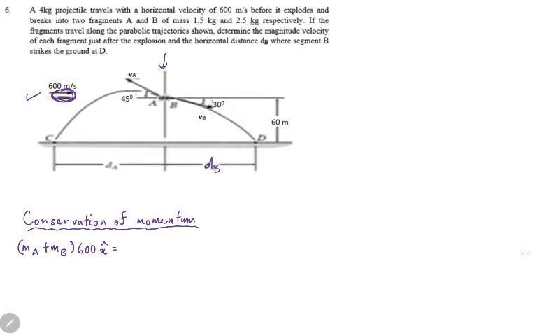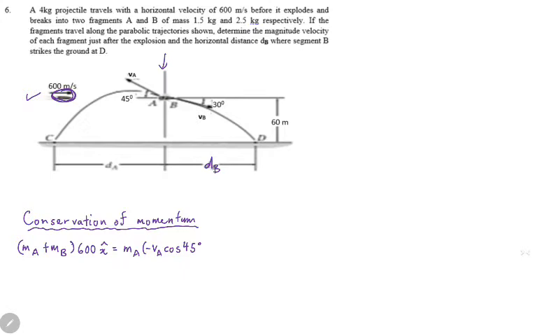Okay, once it gets to that point in the middle, you can see that it then breaks up. So you need to consider the momentum of the fragments, and do remember that momentum is a vector. In this case, let us first analyze the fragment of mass A. It has a velocity in the negative x direction, so I'm going to write it as negative VA cos 45.